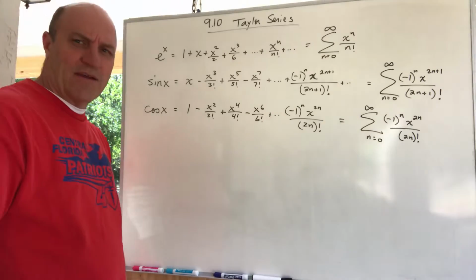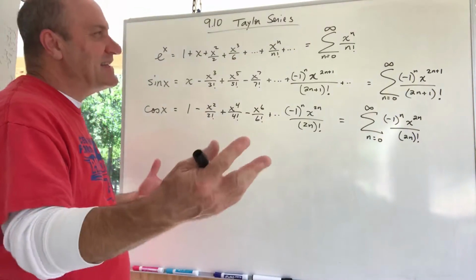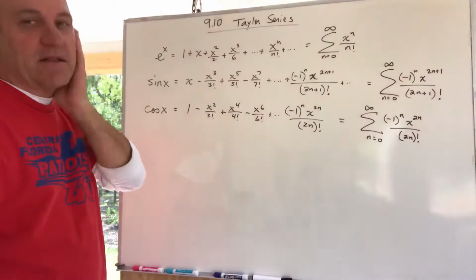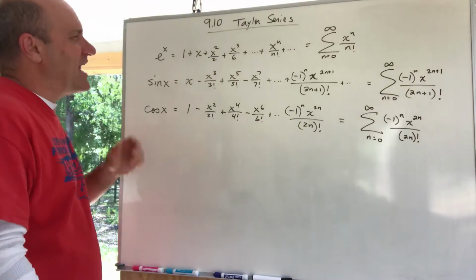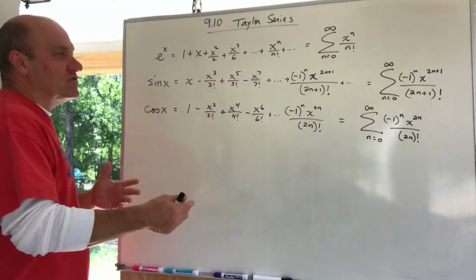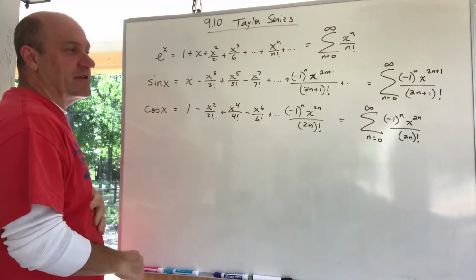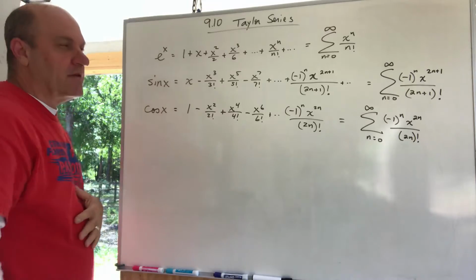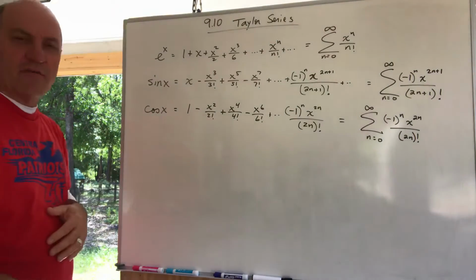All right, Calculus 2. When I move into section 9.10, we're talking about Taylor series. We're in section 9.10. In the book, it's about page 600 and something. There's a nice little chart that has these famous series. I only wrote down 3. There's a little chart of about 8 or 10 of them.